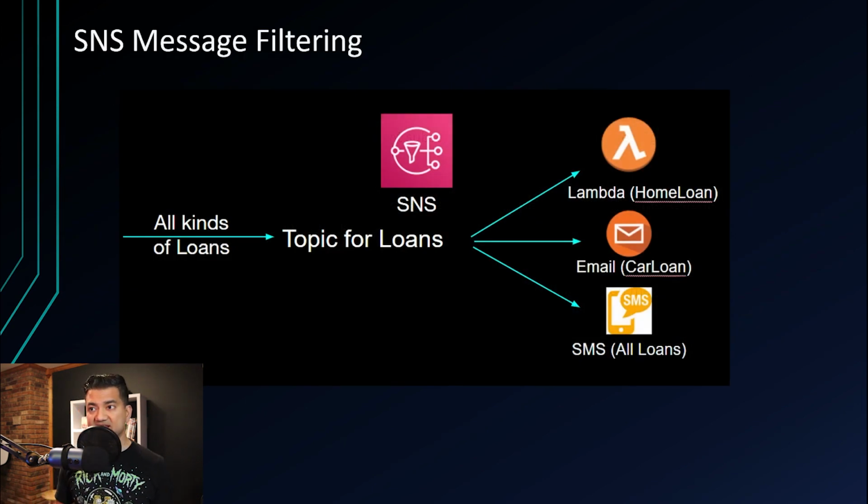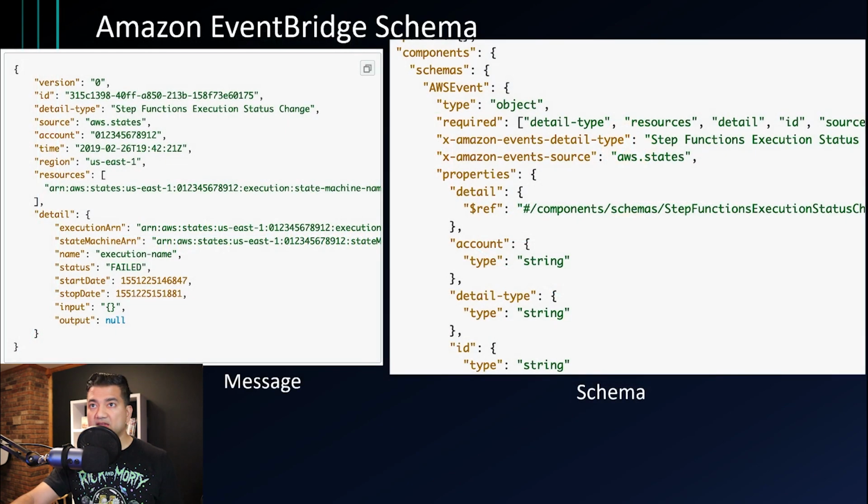Starting with SNS, the way SNS message filtering works is, let's say you are sending messages for all kinds of loans to an SNS topic, and you can say if the message has, let's say, the loan type as home loan, send it to this Lambda consumer. If the loan type is car loan, send it to this email consumer, and also for all the loans you want to send an SMS. So you can do conditional message filtering with SNS. However, you cannot replace parts of the message and you have to define the metadata clearly, so it's not super flexible.